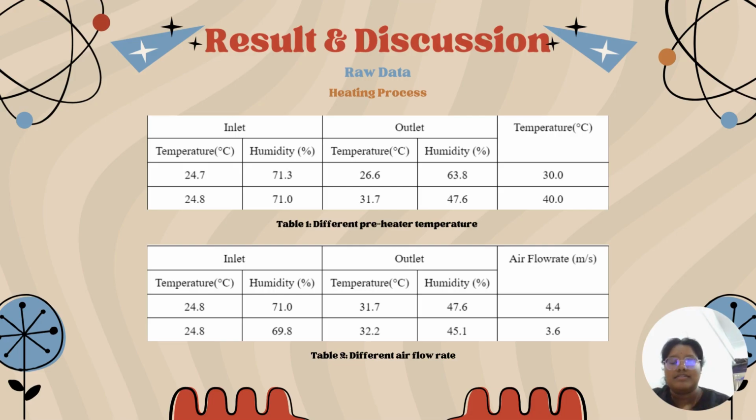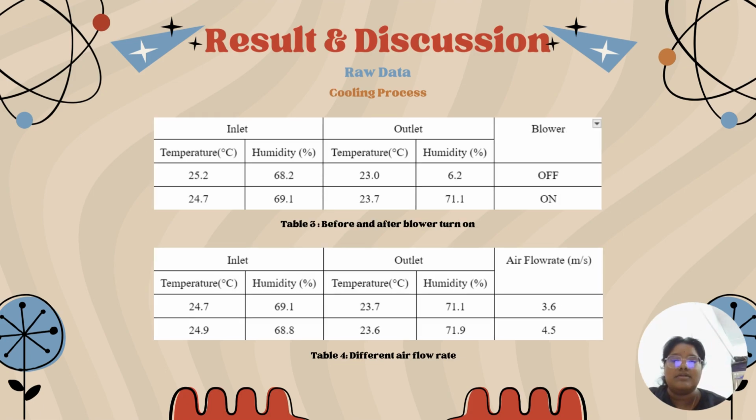As for this result and discussion part, there will be a few raw data displayed. This will be for the heating process, where we will change the preheated temperature, then we will change the air flow rate. This is the raw data obtained for the cooling process, where first we will get data before turning on the blower, and then the second table will be after turning on the blower. Then we will also change different air flow rates.